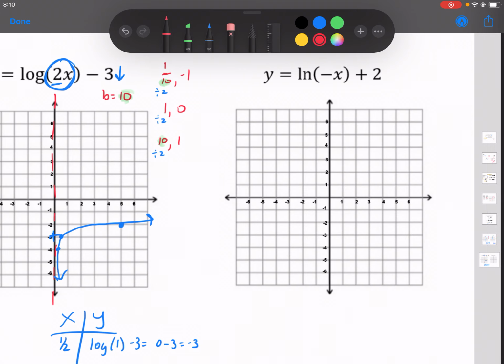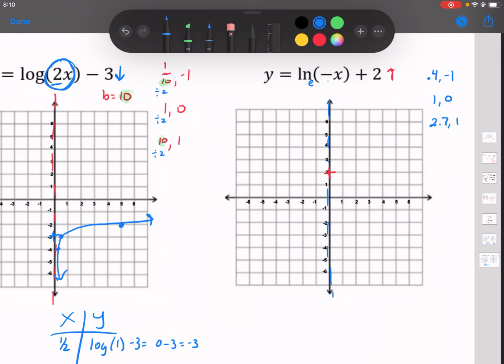So let's do our last one. This one tells us to go up 2. Once again, the asymptote is at 0. If I'm using key points, I will do 1 over e, which if you remember is 0.4, because natural log is a base e, and then negative 1. We've got 1, 0, and we've got e, or about 2.7, positive 1.